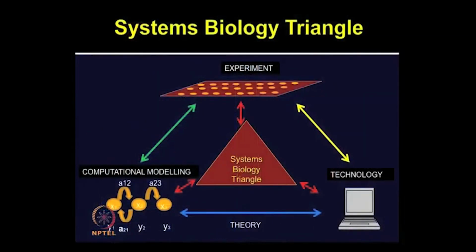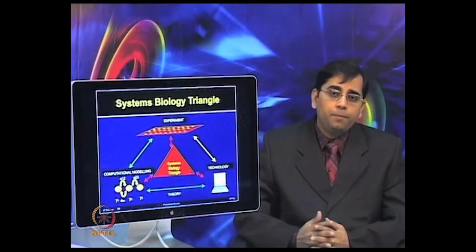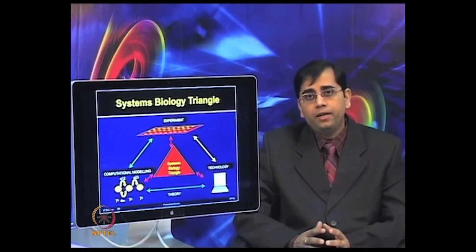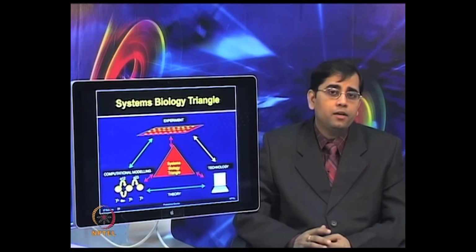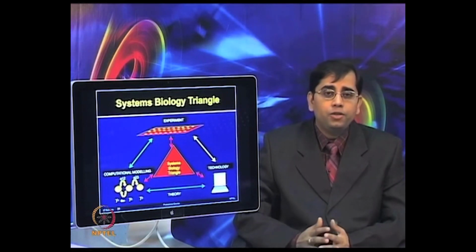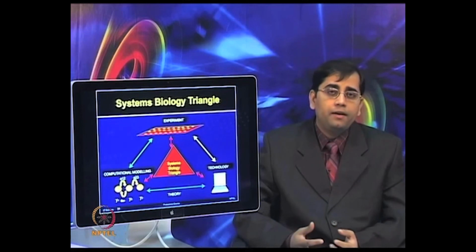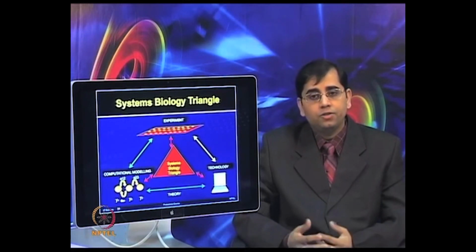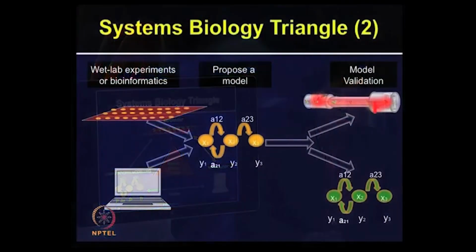The systems biology triangle, as you can see here, involves experimental data sets that could be derived from different types of omics platforms and technologies, computational analysis performed with different types of bioinformatics software and tools, and then computational modeling by obtaining some theoretical concepts. The synergistic application of experiment, theory, and technology with modeling to enhance the understanding of biological processes as a whole system rather than isolated parts is termed the systems biology triangle.